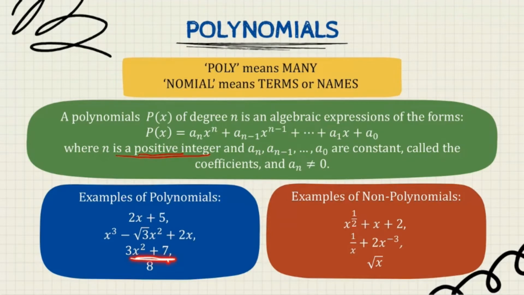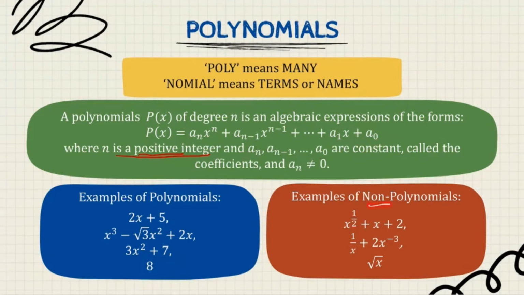This one kamu dah tahu dah, a quadratic. And then 8. 8 ni pun tergolong dalam polinomial sebabnya kita ada x to the power of 0. Okay, so kalau kita kat sini pun ada hujungnya adalah constant, so tak ada masalah lah untuk polynomials.